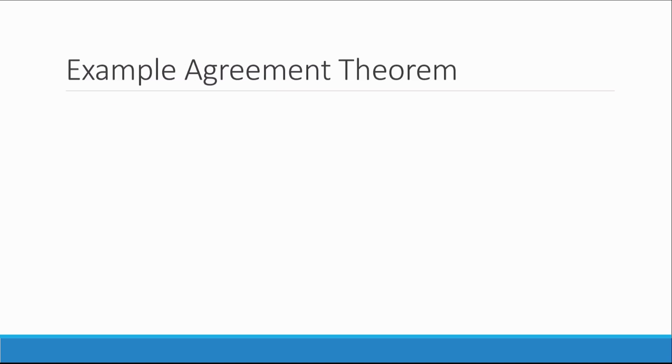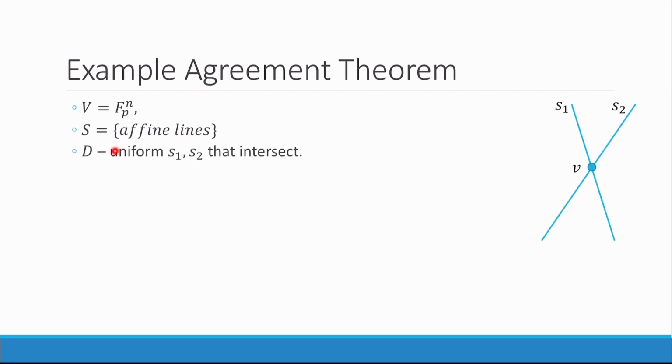Let me give a quick example of an agreement theorem that was proven in the early 90s. So in this setup, our vertex set V is some finite vector space, F_p to the n, where p is some prime power. Our set of hyperedges is going to be all the affine lines inside this vector space, and our distribution is going to sample uniformly 2 lines that intersect on a point. So no parallel lines allowed.